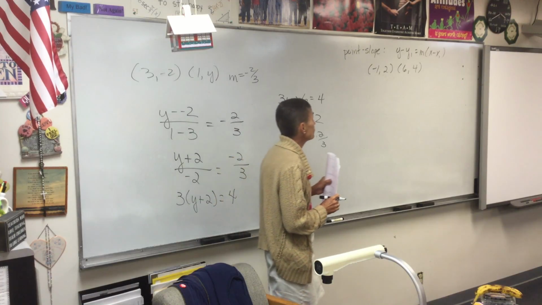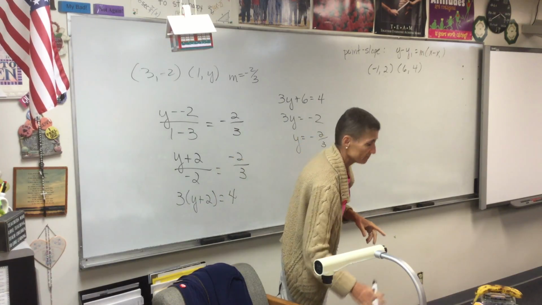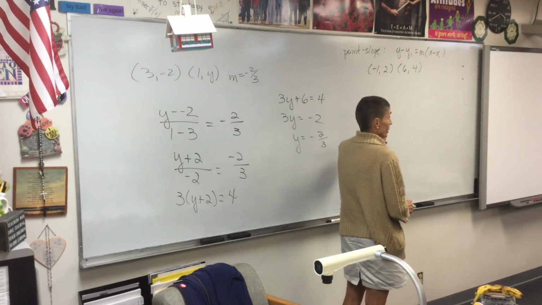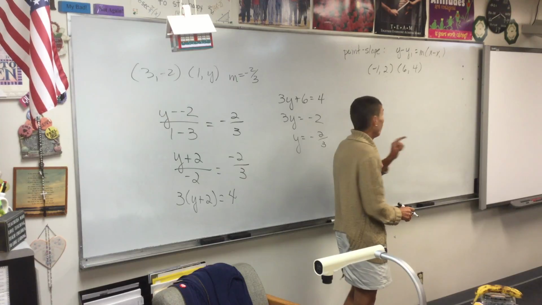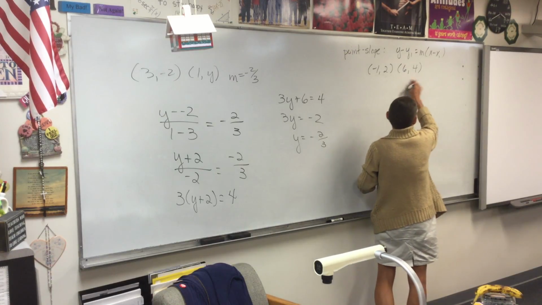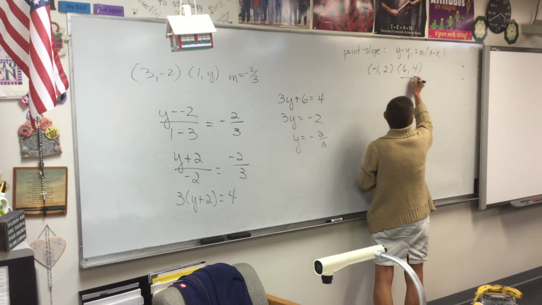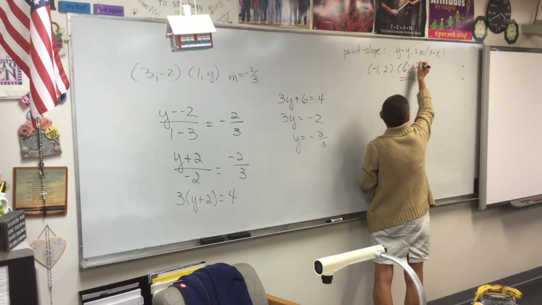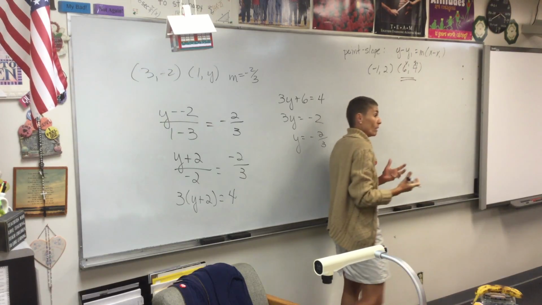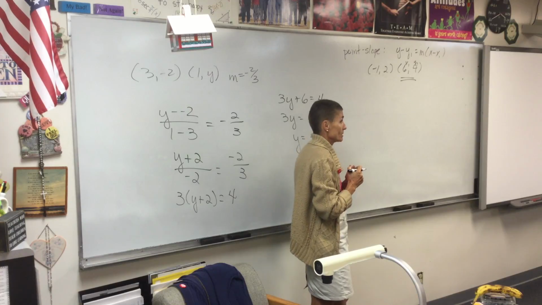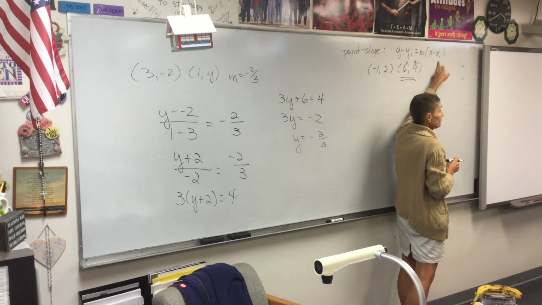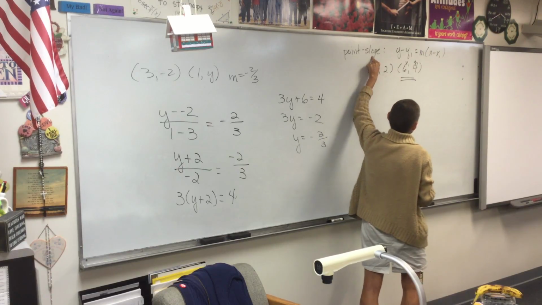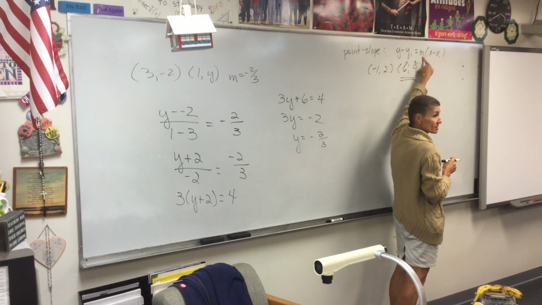When you use point slope, it's called point slope because you're going to plug in a point. So I might use this one. I hate negatives, so I'm going to use this point. And this is my x1, y1. That's my point. So I'm going to plug that in to my formula. And I'm also going to plug in my slope.